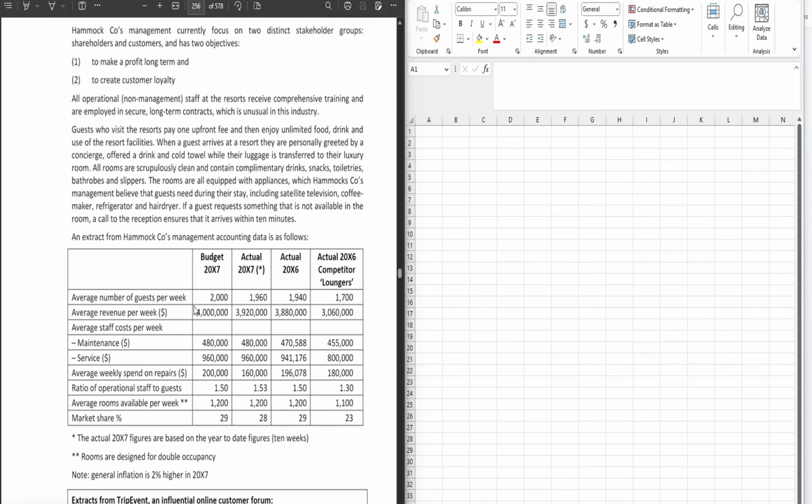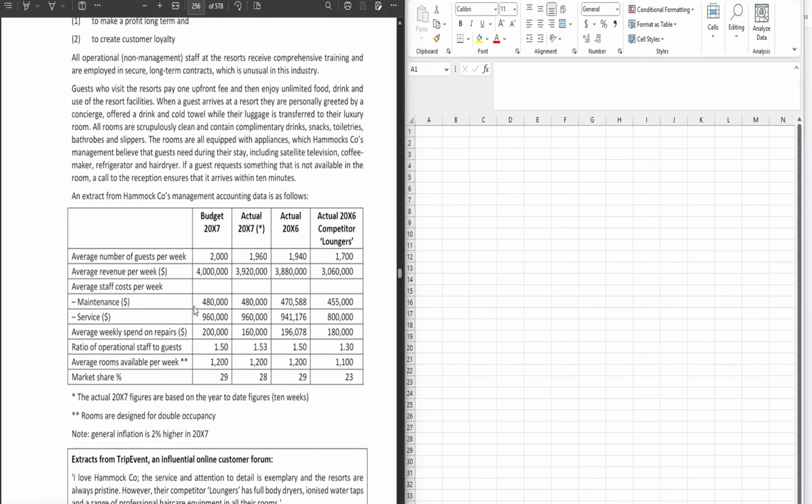Okay, next, the data from the Hammock Company management accounting is as follows. They have provided us with a budgeted figure, the actual figure of 2007, the actual figure of 2006, and competitor figures. First, the average number of guests per week. In 2007 we had decided that the average number of guests would be 2000, but only 1960 guests arrived, whereas one year back the actual figure was only 1940. If you compare to the competitor, they only have 1700 guests.